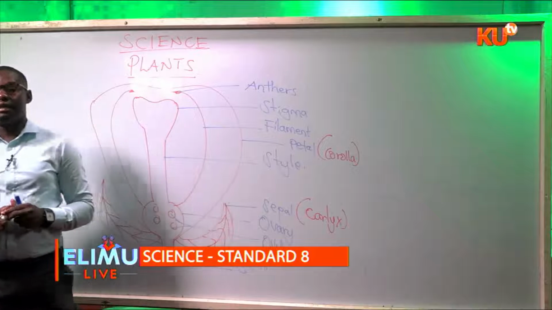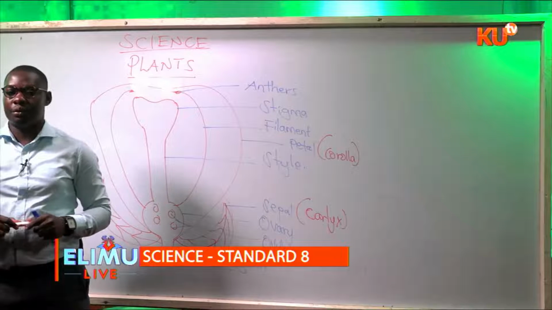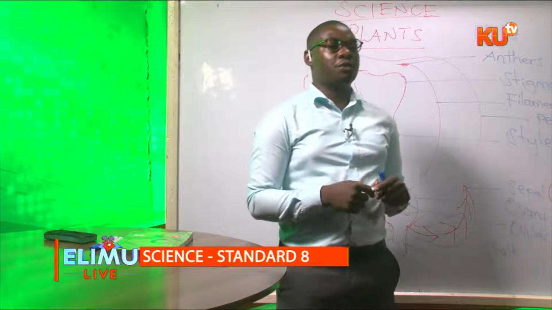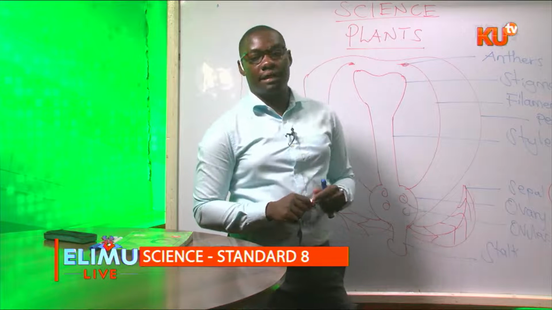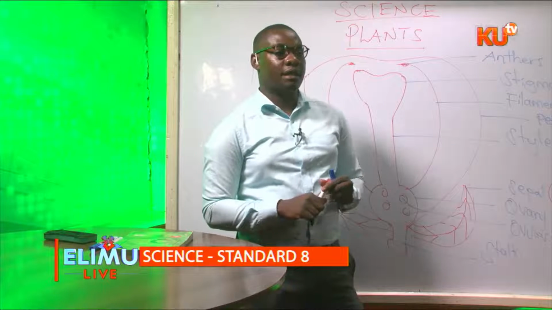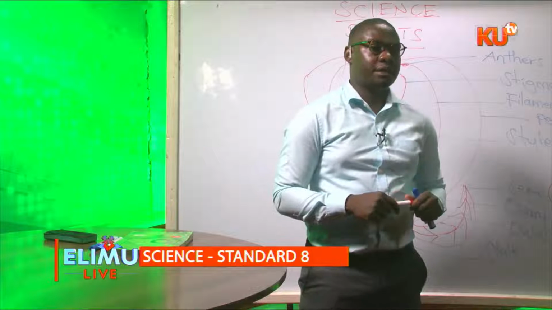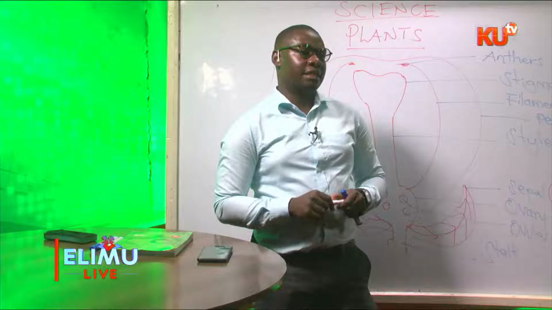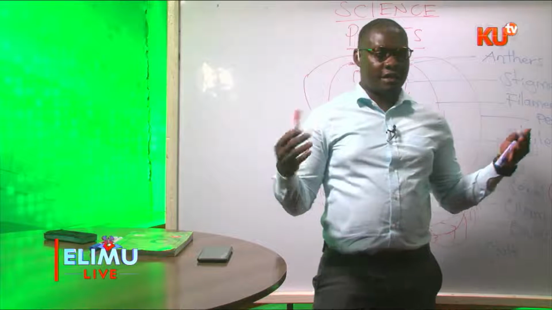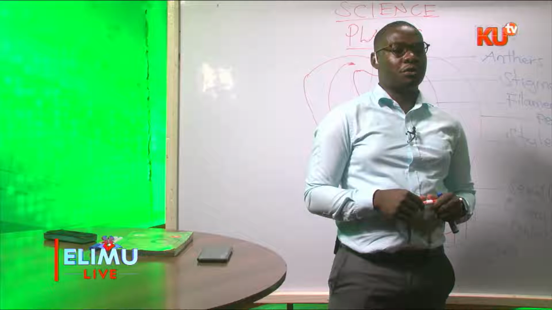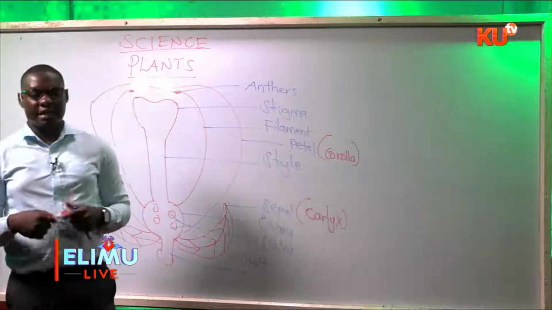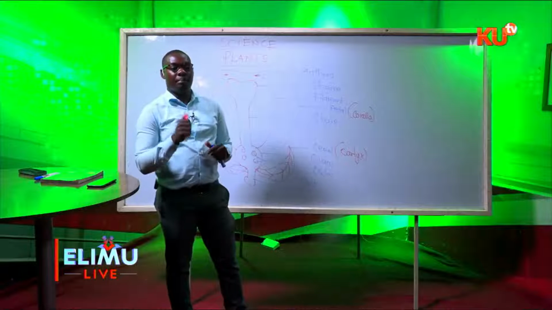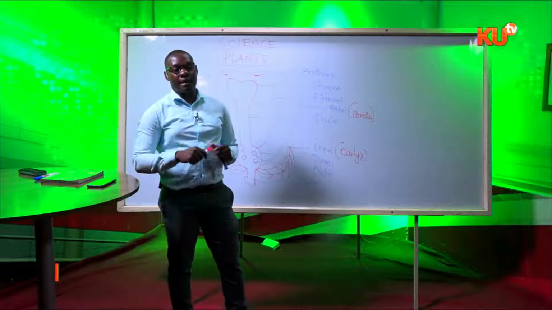Since I've said that the flower is a reproductive part of a plant, then if it's a reproductive part, it means there are male and female parts. For reproduction to take place, we usually have the male and the female sex cells involved. After they fuse, which is the reproduction, they give us the new life springs. Even in a flower, we have the male parts and the female parts of the flower.